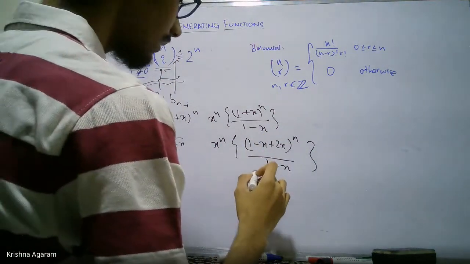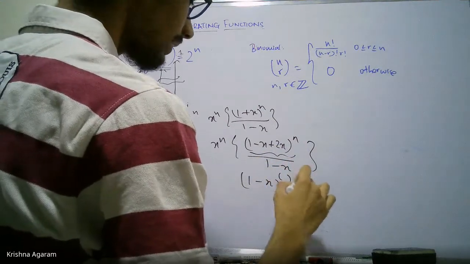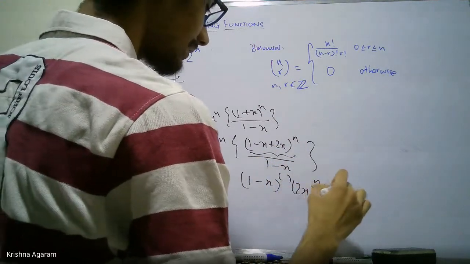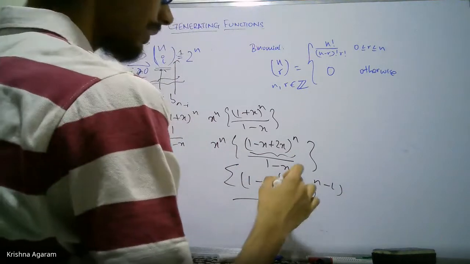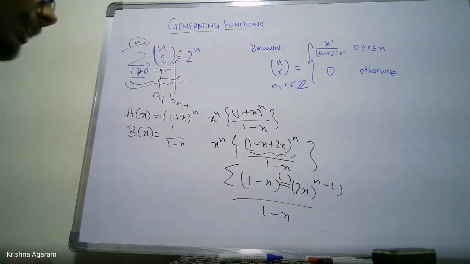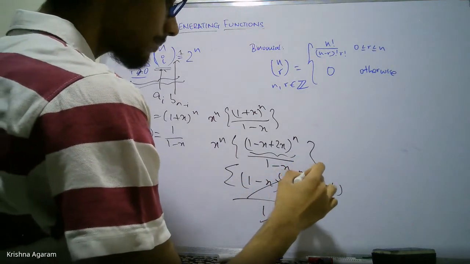All terms will have, so basically this will have (1 minus x) to the something, (2x)^n minus that, summation, over 1 minus x. So if this something is not 0, then these will cancel, and this power will be at most n minus 1.